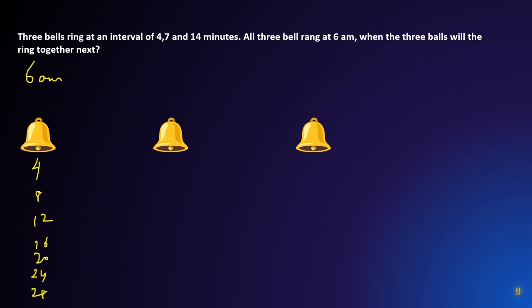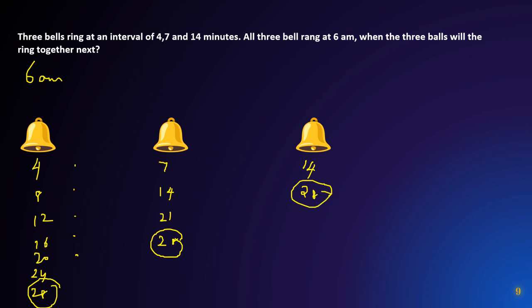So the next one is 7. This rings every 7 minutes, and the next it rings at the 14th minute, and the next at the 21st minute, and then at the 28th minute. And we know the third bell rings every 14 minutes. So the first time it rings at 14 minutes, and the next time it rings at 28 minutes. And I'll stop here. So as we all know, this will be 1, 2, 3, 4, 5, 6, 7th. So the 7th time the first bell rings at the 28th minute. The 4th time the second bell rings at the 28th minute. And the second time the third bell rings at the 28th minute.